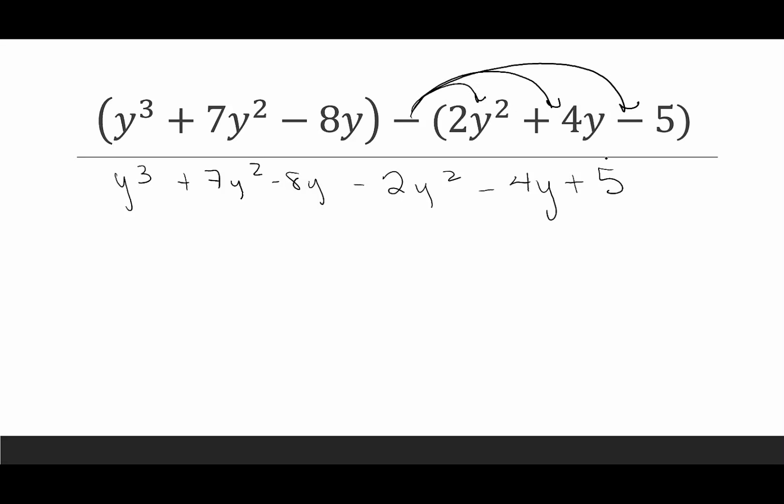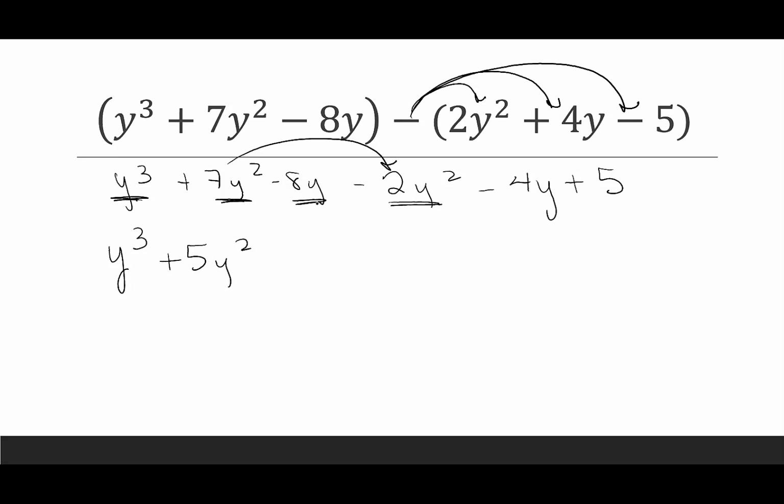Now I'm looking for how do things match. So I'm going to start with the y cubed term. As I go through and look, I don't find another y cubed term, so I'm just going to leave y cubed alone. Then I'm going to go to the 7y squared term, and I notice that there's a negative 2y squared. So I'm going to put these two together. 7 minus 2 gives me a positive 5y squared.